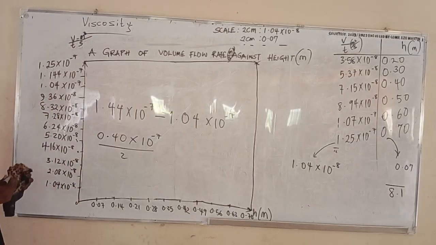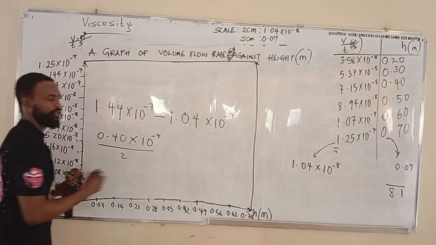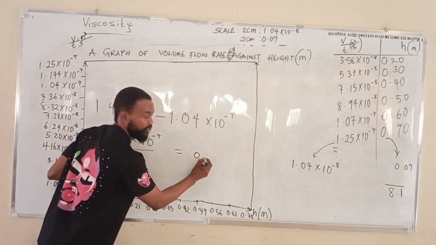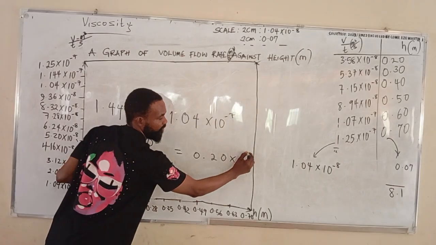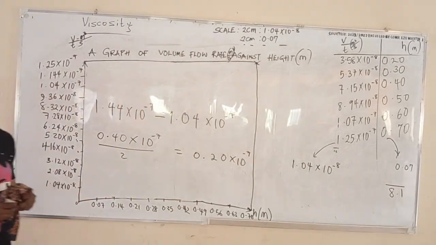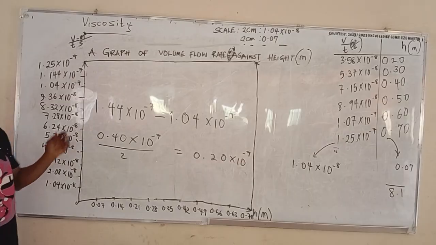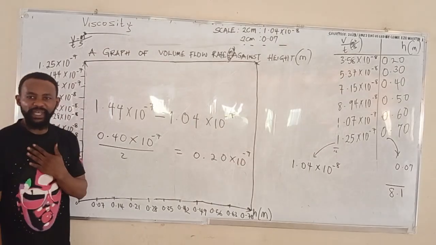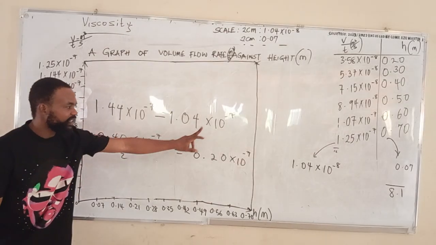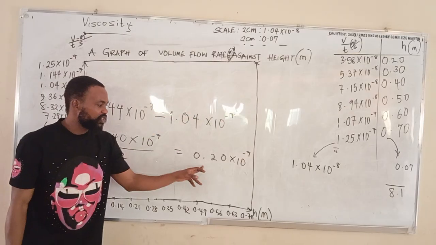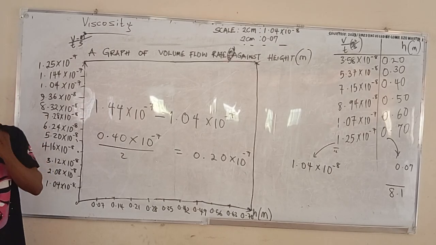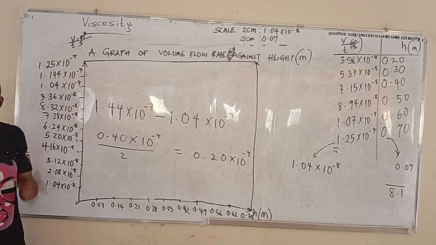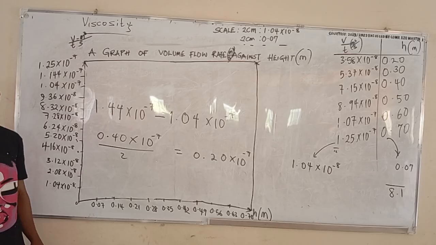Let me see what you have. This one, 0.20 times 10 to the minus 7. Please do for me 1.04 times 10 to the minus 7 plus 0.20 times 10 to the minus 7. Let me see what you have.